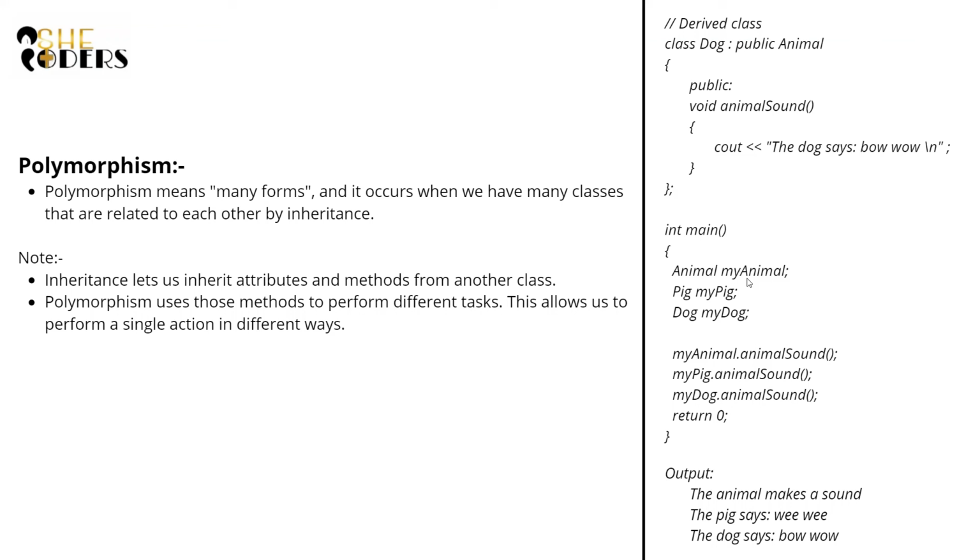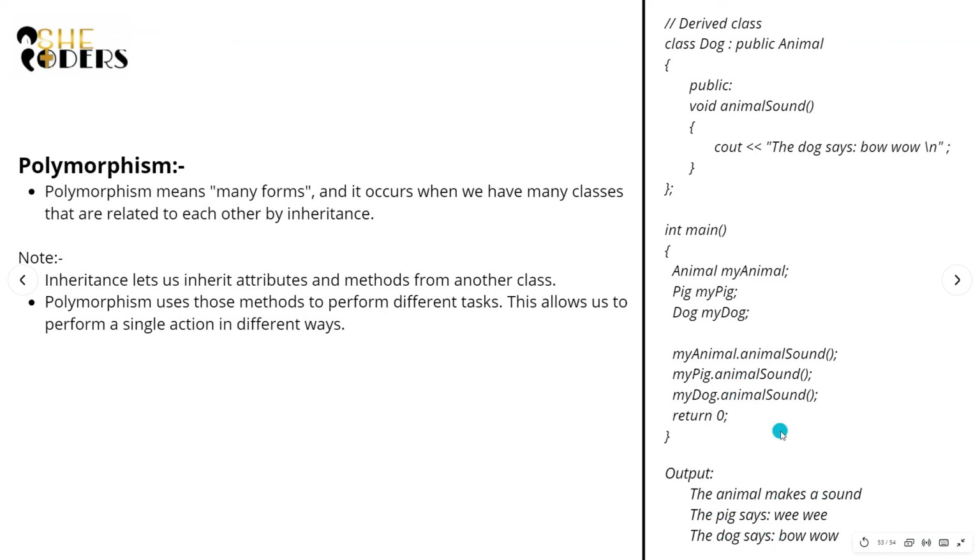For example, earlier you saw the animal example and there was a pig class derived from it. Here I have derived another class, that is the dog. The dog says wow wow, and it is a sound. Under the animal sound function here is a different statement, that is the dog says wow wow. Inside the main function I have created three different objects of three different classes, and I have called the animal sound functions of the respective objects and the respective classes.